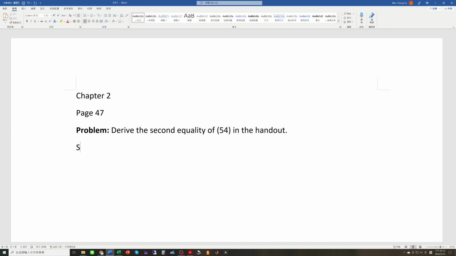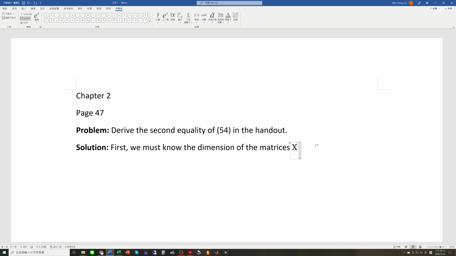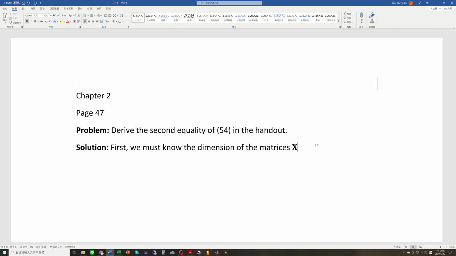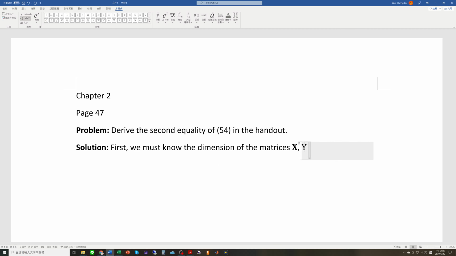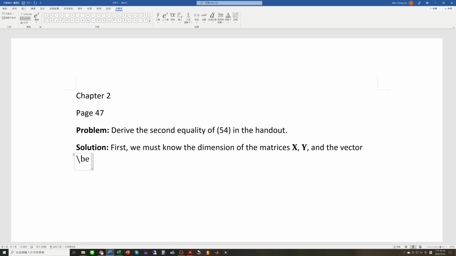Solution. First we must know the dimensions of the matrices: matrix capital X, matrix Y, and the vector beta, like this.